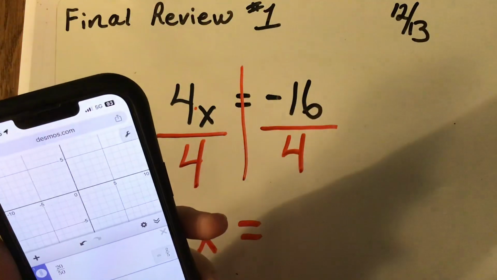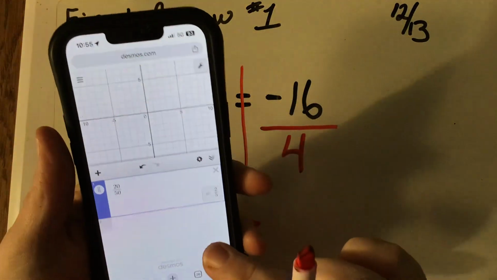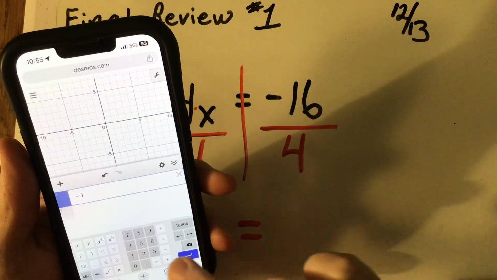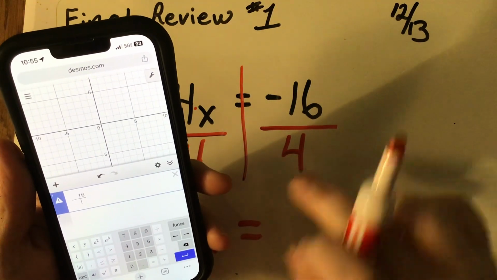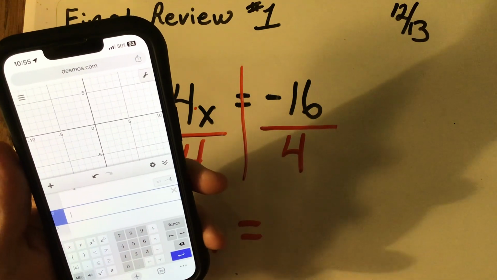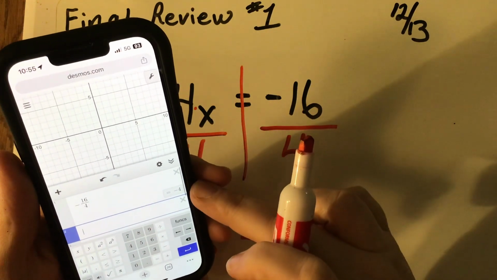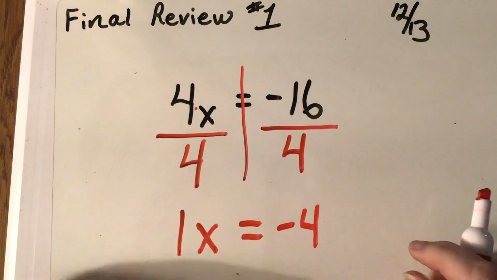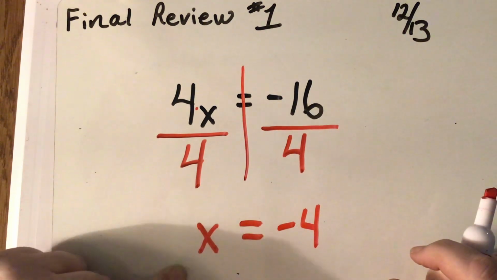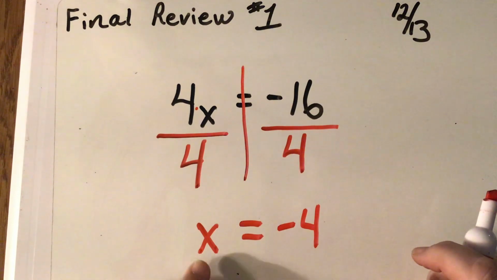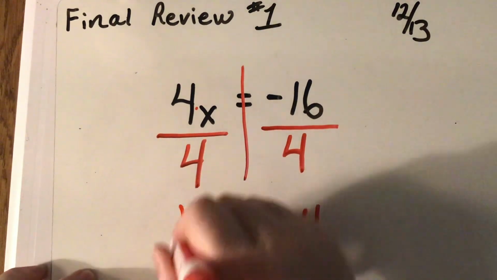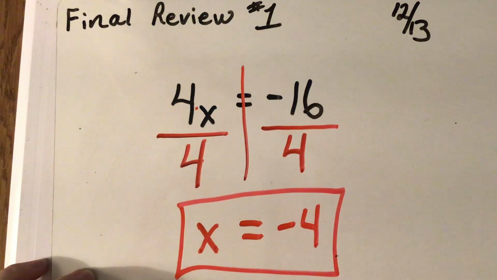Well, let me pull out my handy dandy calculator here. Well, I guess we'll just use Desmos since it's right here. All right, so I've got negative 16 divided by 4 equals. Look at that. -4. Now here's the cool thing, guys. I have one x left. How many x's do I have? 1. 1x equals -4. Ones can just kind of be wiped away in this. This is our final answer. Okay. Let's try the next one.